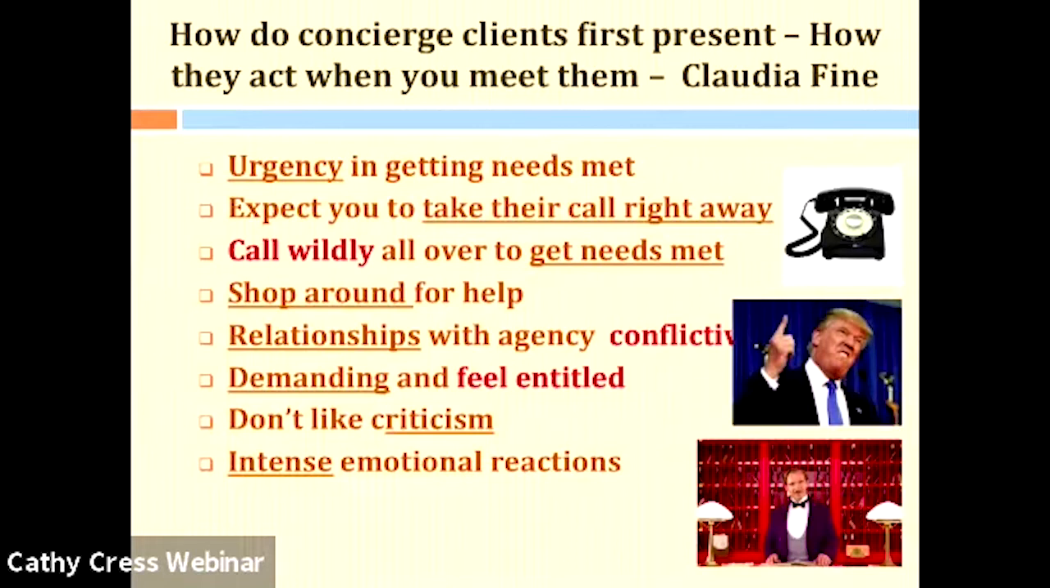And their relationship with you, the geriatric care management and the agency, is conflictive, always conflictive. They are demanding, they want you to do it right away. They don't have boundaries, and they have intense emotional reactions, as you can see Mr. Trump or former President Trump having right here. And we'll move to the next slide.